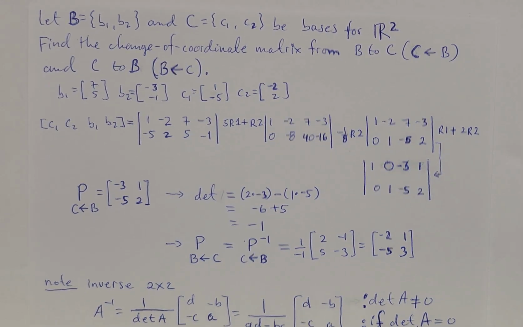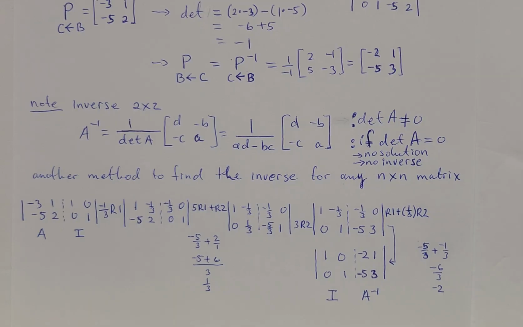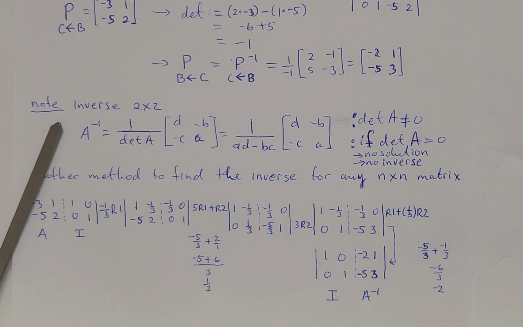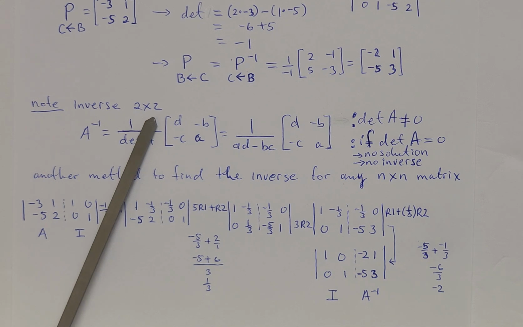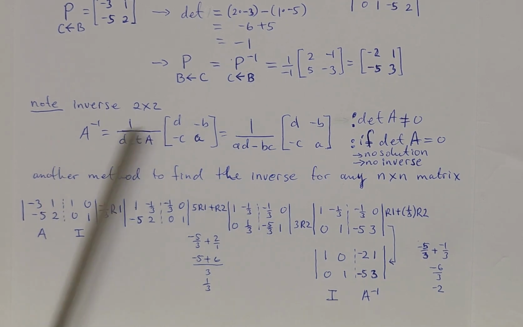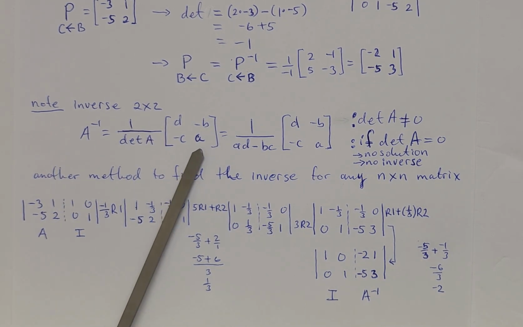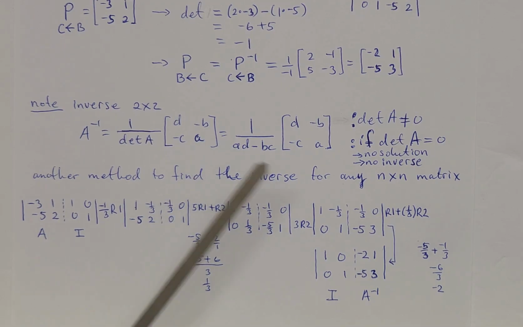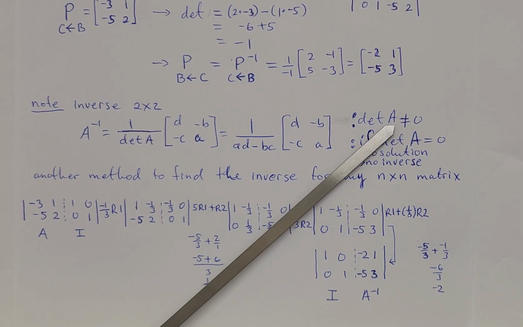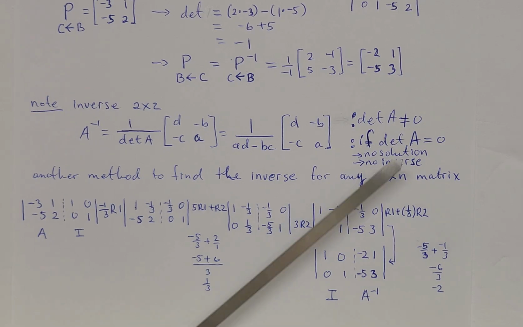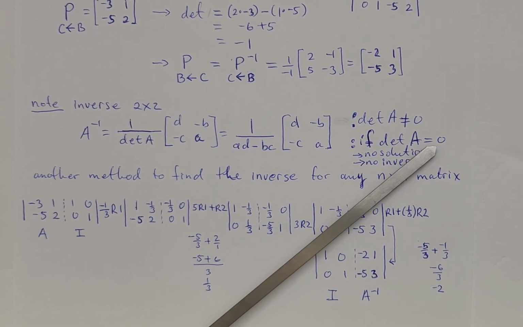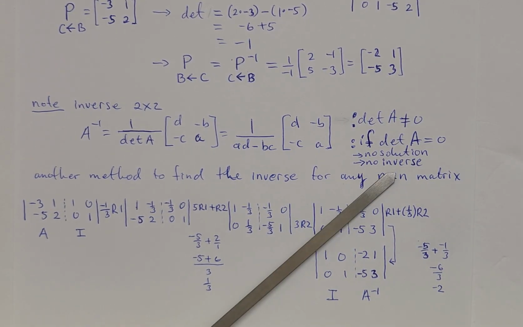Okay, so here I rewrote the formula for the inverse of a 2 by 2. Again, this is only for 2 by 2. You cannot use this formula for 3 by 3, 4 by 4, and so on. And be very careful. If you remember, the determinant of A cannot equal 0. If it does equal 0, you have no solution and no inverse.